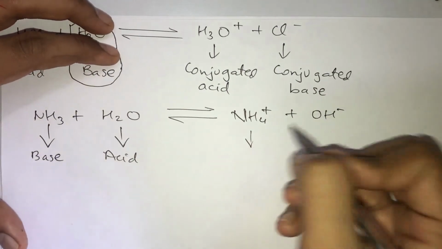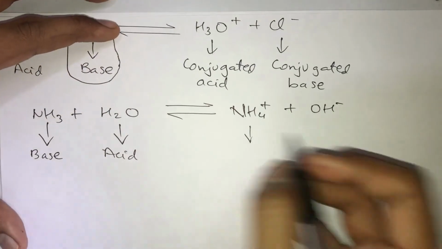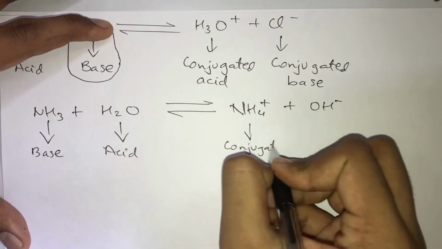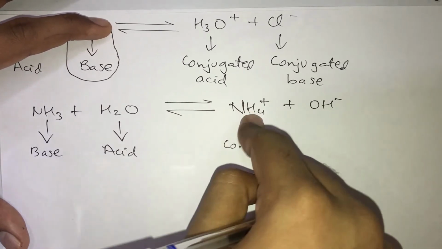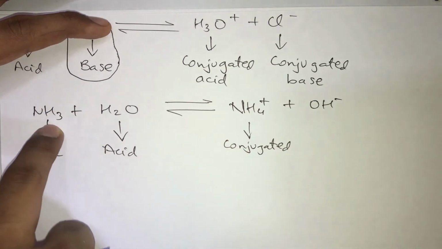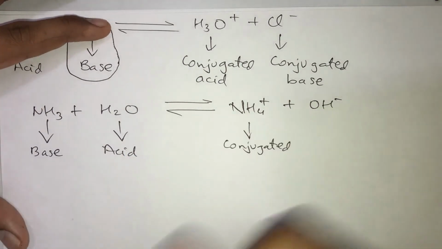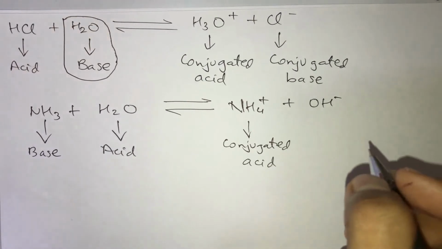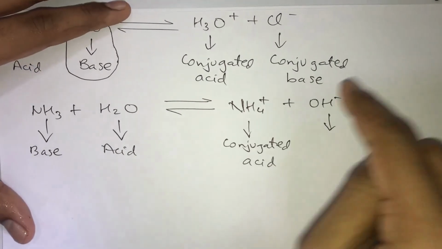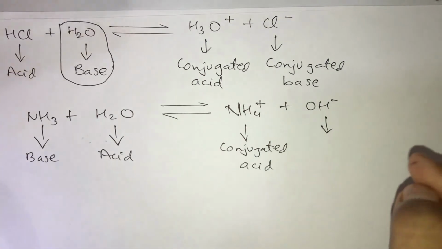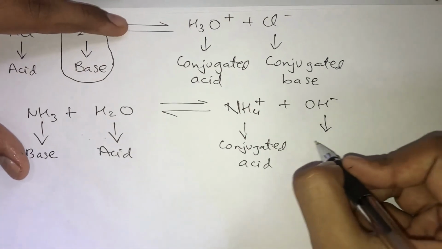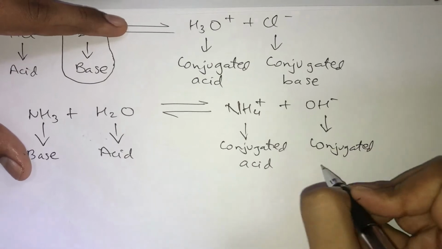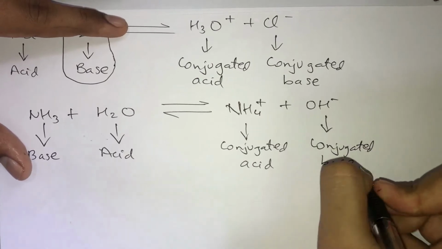And here you can easily find out that this is your conjugated acid. It is getting converted from NH4+ to NH3. So here it is donating an H+ ion, so it becomes your conjugated acid. Whereas here OH- getting converted into H2O is accepting an H+ ion, so it is your conjugated base. Okay.